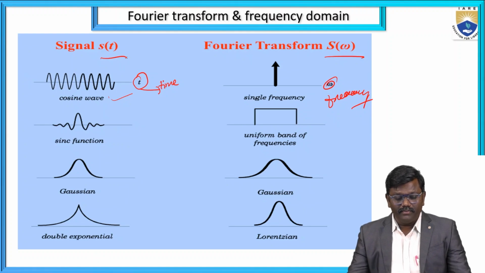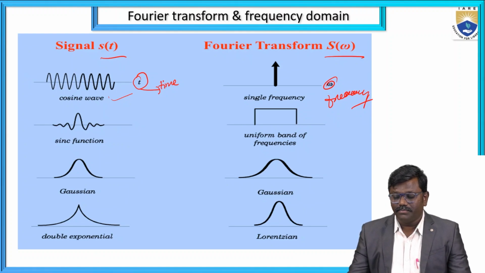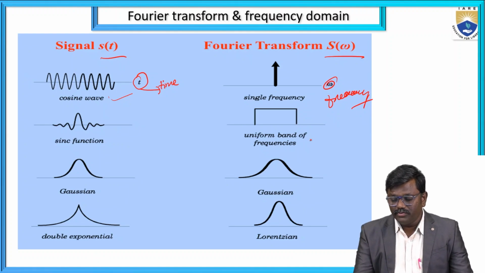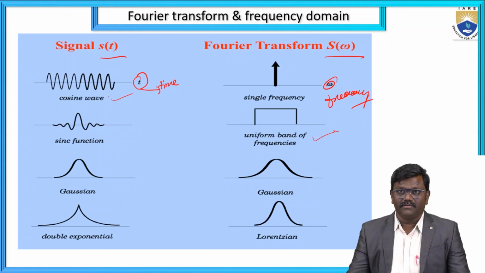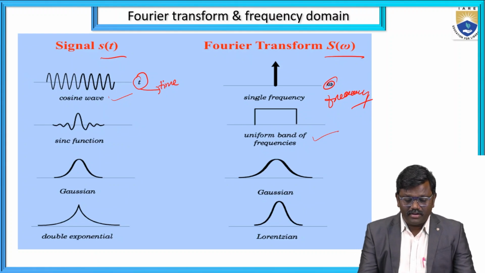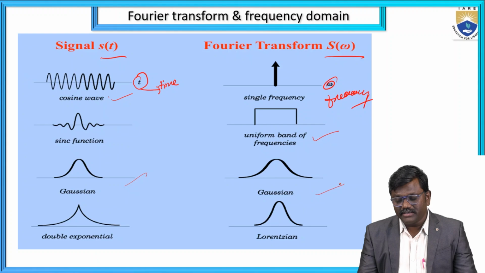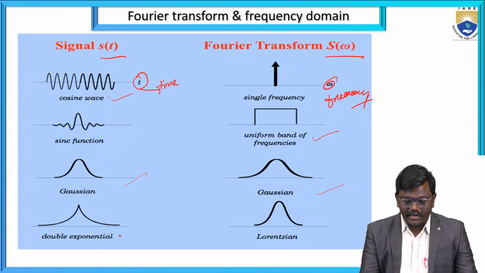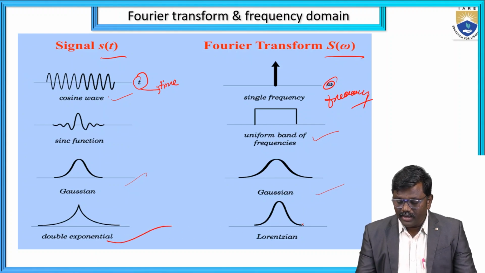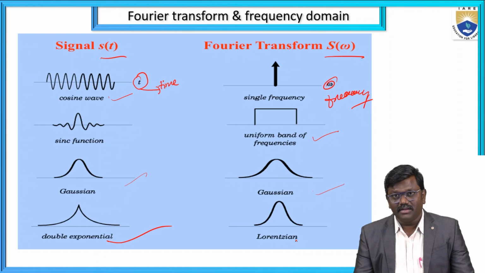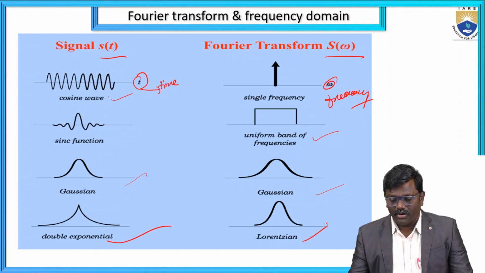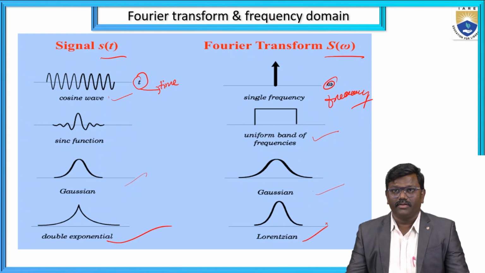Okay, so when the sinc function is used in the time domain, in the frequency domain we use the uniform band of frequencies, which is a pulse. Where Gaussian is applied, here also Gaussian will be as it is, and double exponential will be called the Lagrangian. This is the frequency domain transformation we are using.